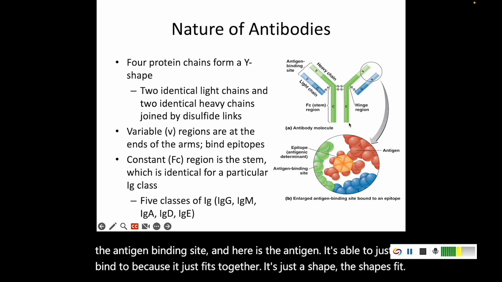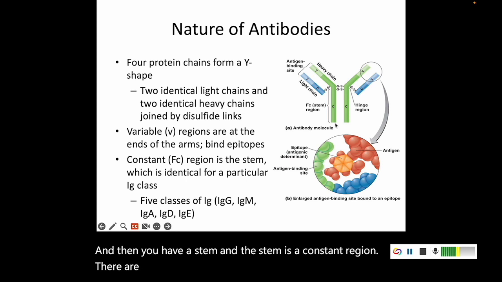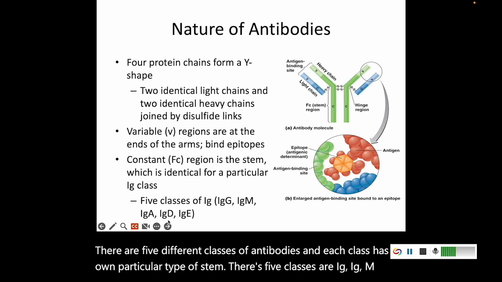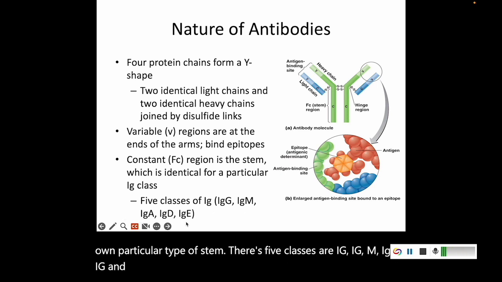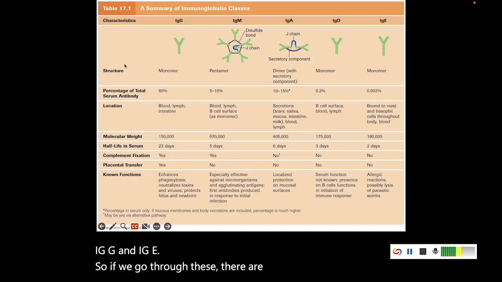And then you have a stem, and the stem is a constant region. There are 5 different classes of antibodies, and each class has its own particular type of stem. Those 5 classes are IgG, IgM, IgA, IgD, and IgE. So if we go through these, there are some important things you need to be able to know about each type of antibody.